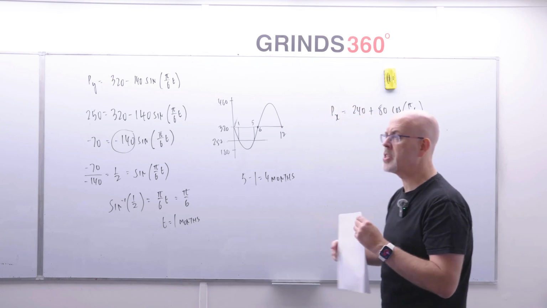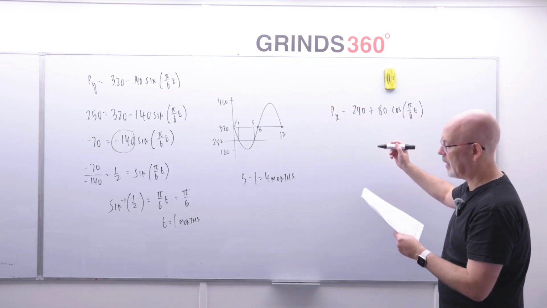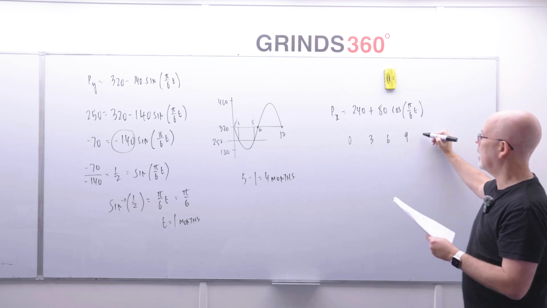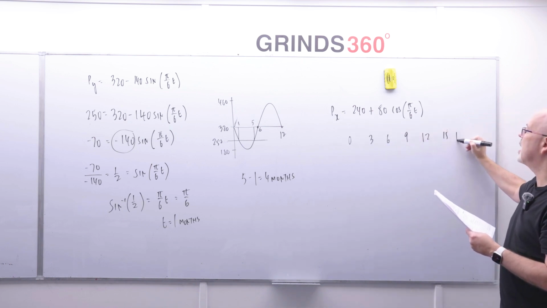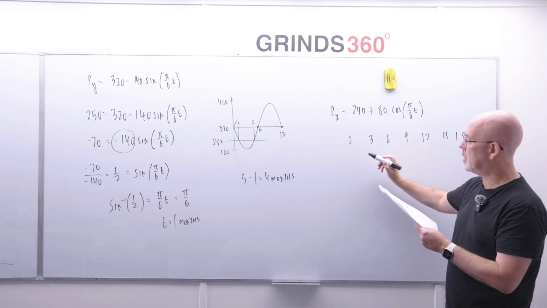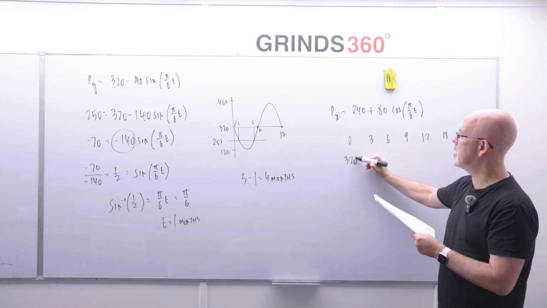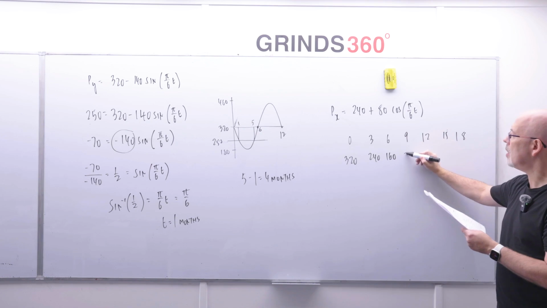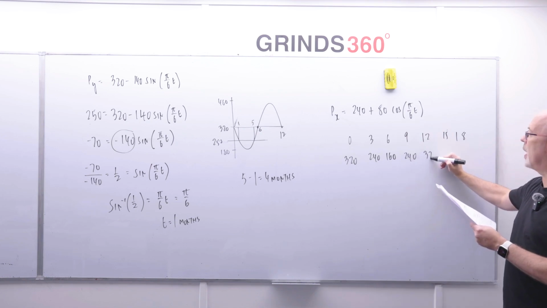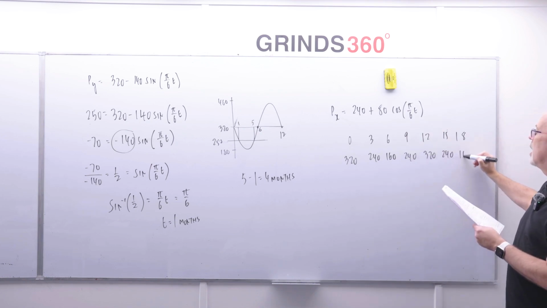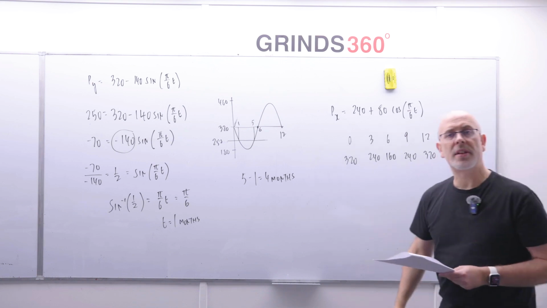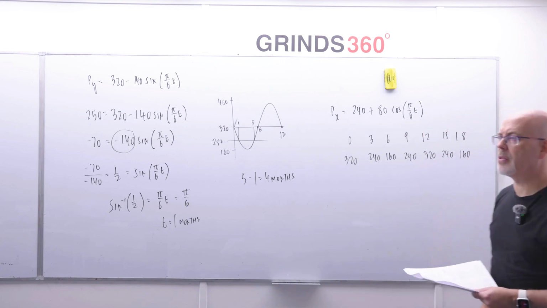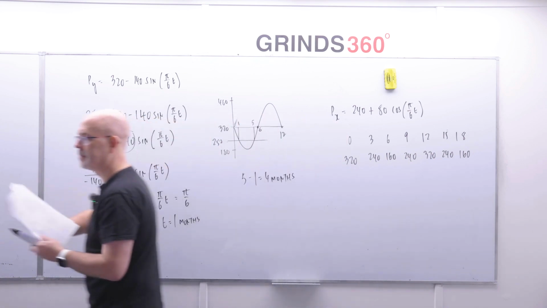So if you want to do the graph that way, and I go 0, 3, 6, 9, 12, 15, and 18, the numbers I get are 320, 240, 160, 240, 320, 240, and 160 again. So if I just use the table function the very same way I did in the first part of the question, I get a set of numbers that look like that.